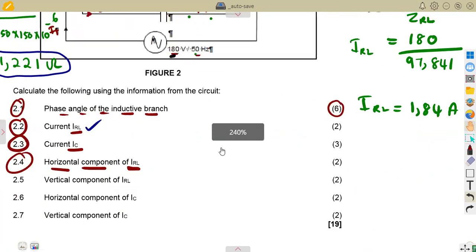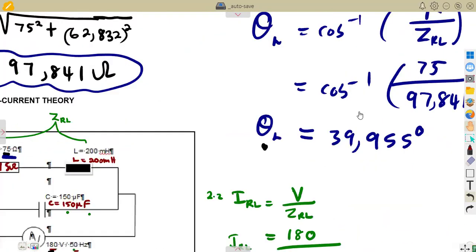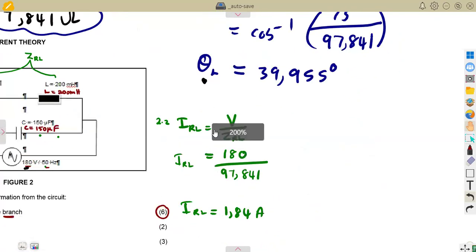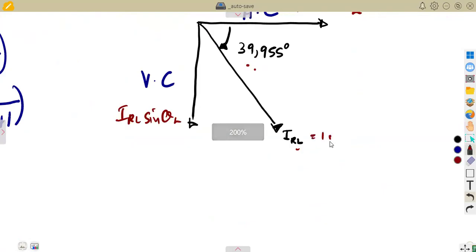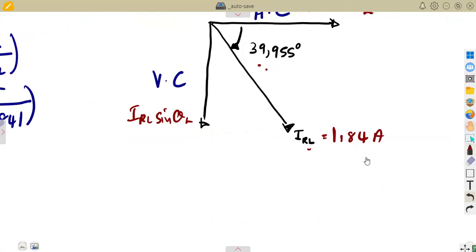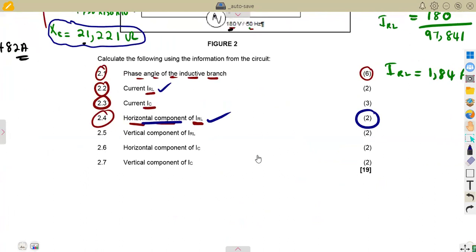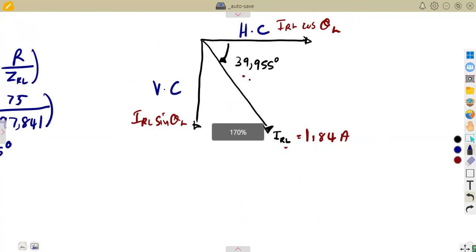You take the angle between the resistor and the inductor, which is the phase angle between the resistor and the inductor. It was 39.955. So remember, IRL, we calculated this current, it was 1.84 amps. So we can calculate these components. All right, so the first part is to calculate the horizontal component of this. So let's calculate the horizontal component. All right, this is our diagram here.